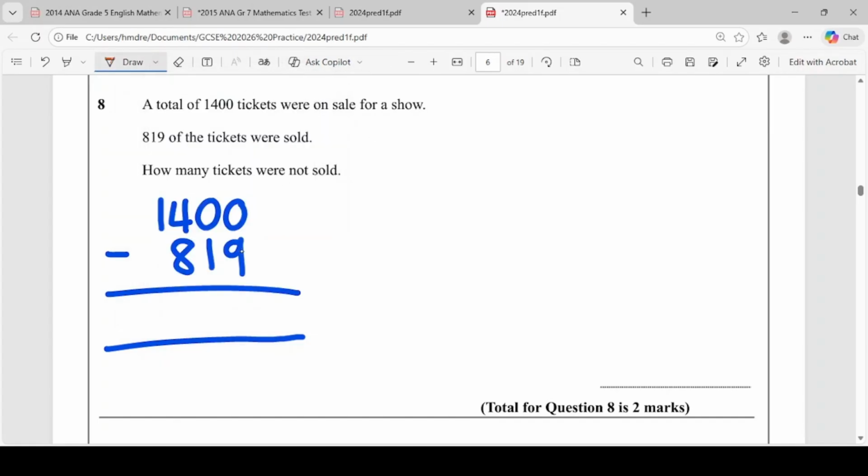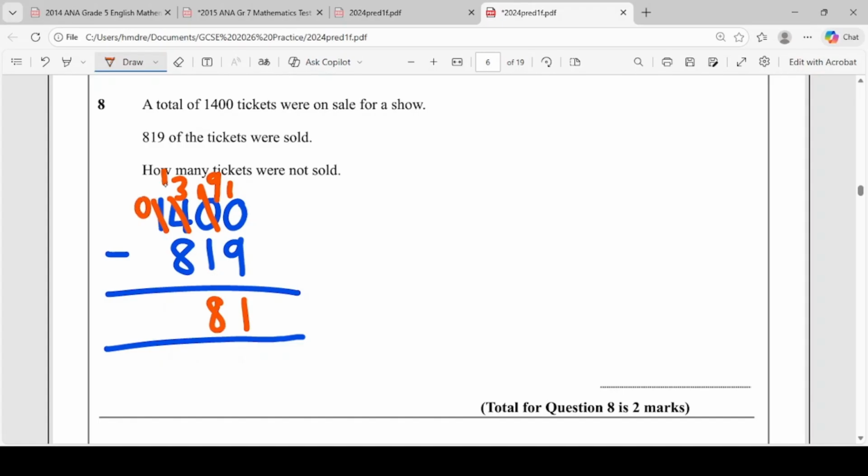So 0 take away 9 we can't do. We can't borrow from there, we have to borrow from the 4. So that becomes 3, we've got 10. Cancel that, that becomes 9. 10 take away 9 is 1. 9 take away 1 is 8. 3 take away 8 we can't do, so we're going to borrow again. 13 take away 8 is 5. And so we've got 581 tickets.